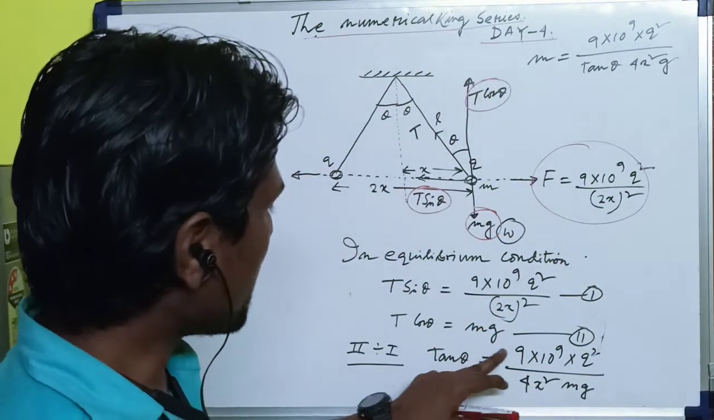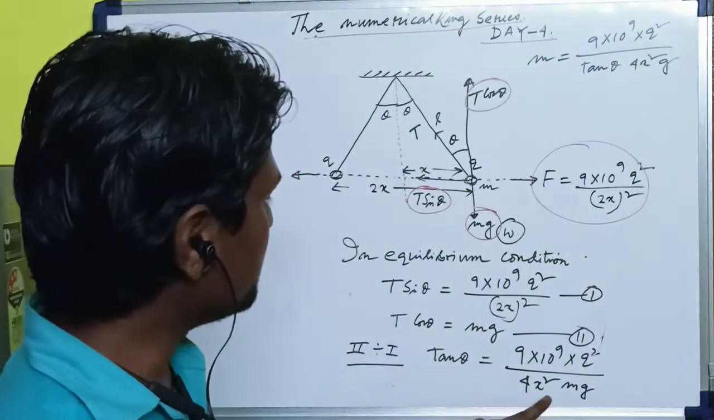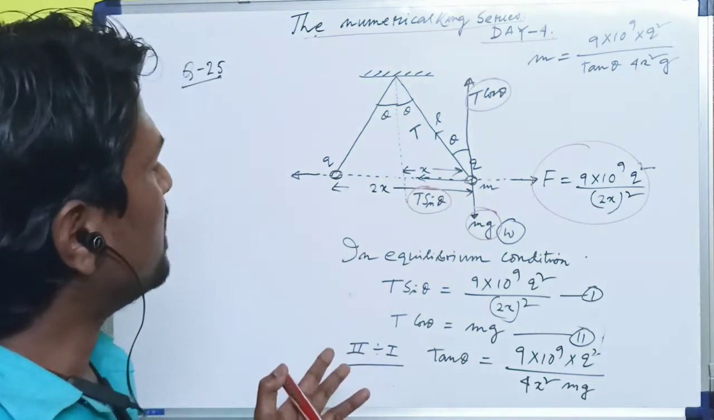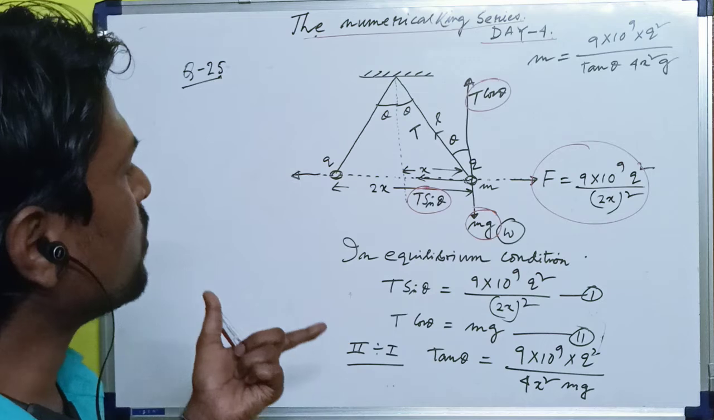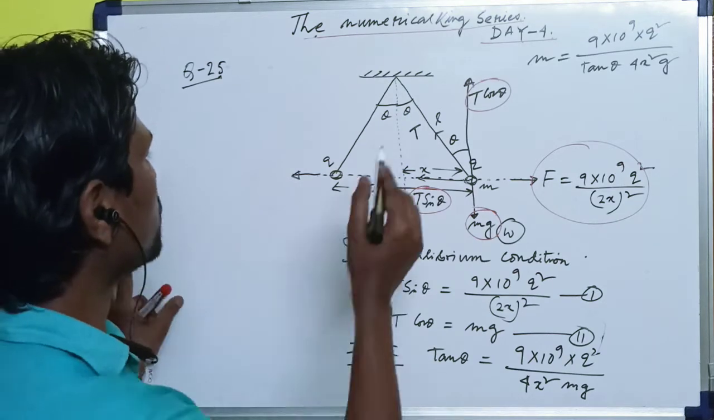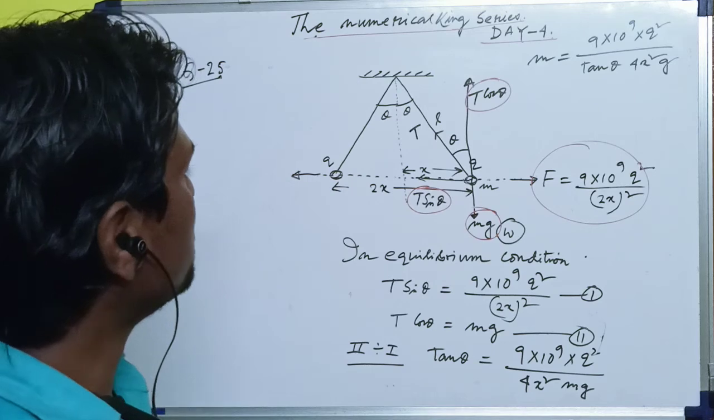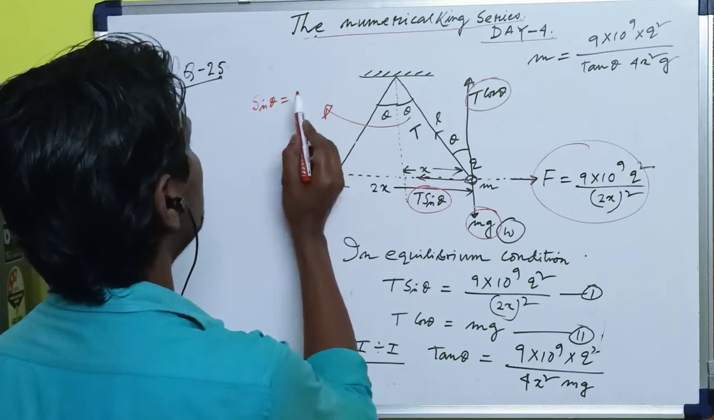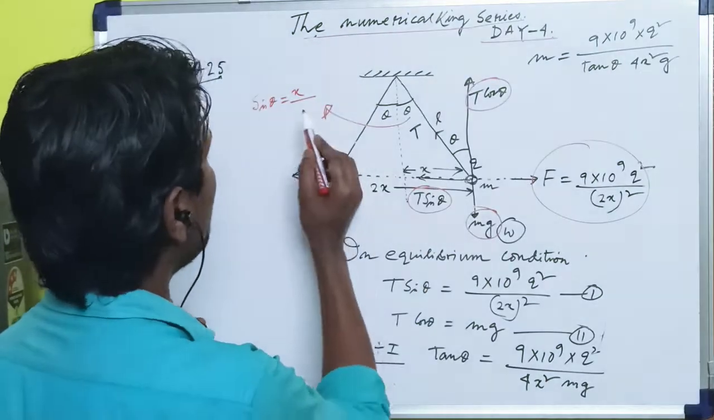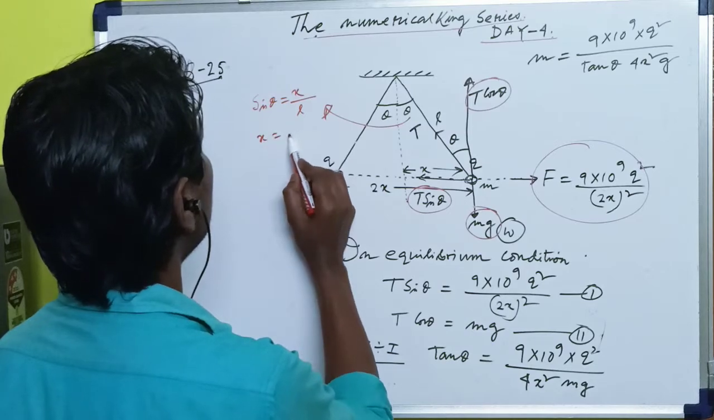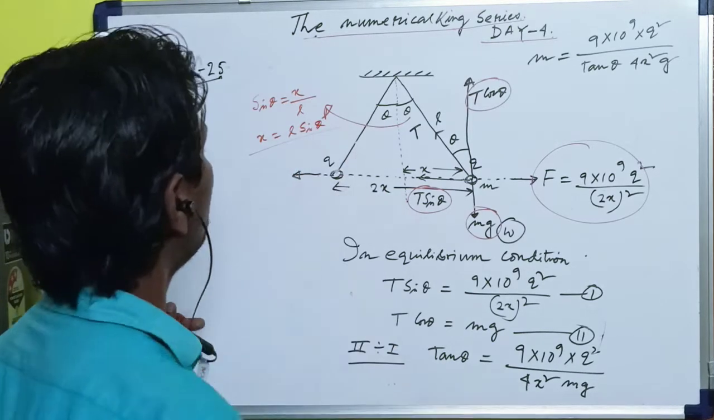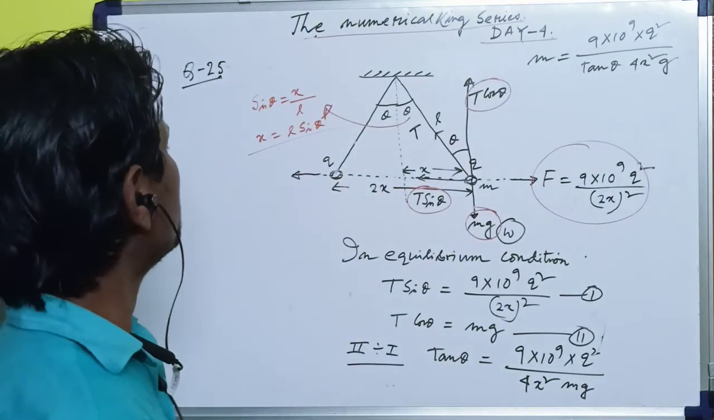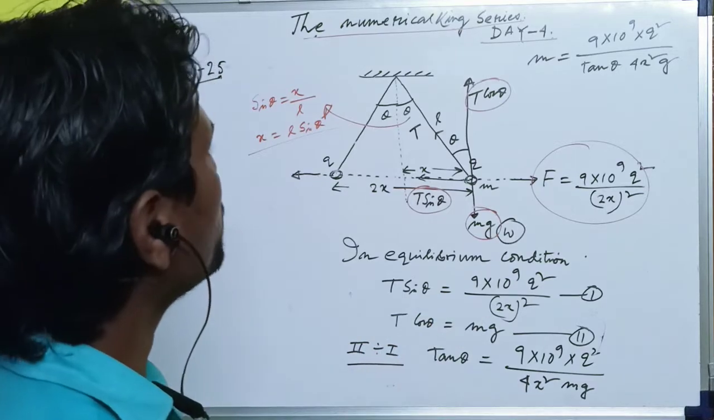So m equals 9 into 10 to the power 9 q square by tan theta into 4x square into g. But then in numericals, what is x? It isn't given. So you have to take this as sin theta, which equals perpendicular by hypotenuse, that is x by L. So x equals L sin theta. This is the formula. If we take this as x, then x by 2. It's a little bit critical. So x equals this.